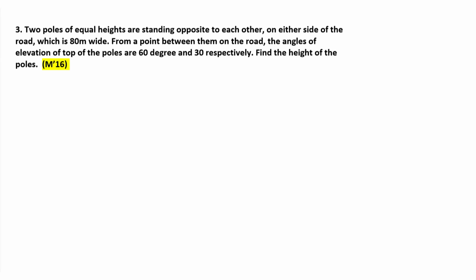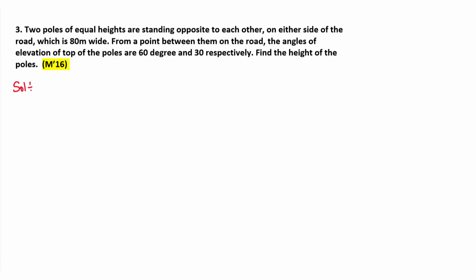Third question is, two poles of equal heights are standing opposite to each other on either side of the road, which is 80 meter wide. From a point between them on the road, the angles of elevation of top of the poles are 60 degree and 30 degree respectively. Find the height of the poles. This question was given in March 2016. So let's solve.